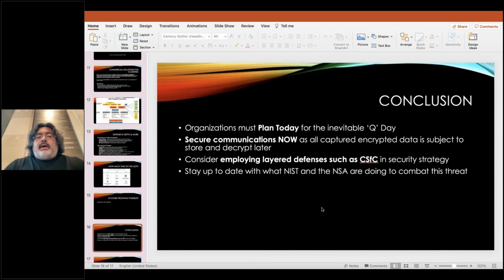Another thing you should do is employ layered defenses such as CSFC in your security strategy. I would not advocate for any business to fully use a CSFC package 100%, because it would be very burdensome, cost a lot of money, and could potentially slow down your operations. But what I would recommend is looking at the CSfC program and seeing, hey, these are some good security measures that we should be doing, but we're not. Let's incorporate that into our security strategy.